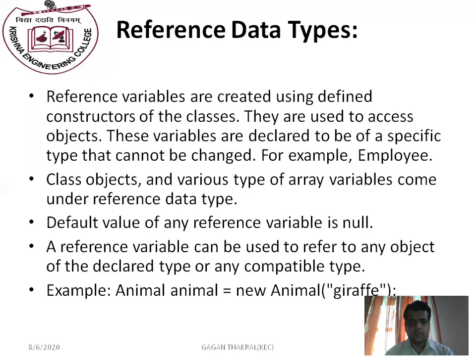Example: Animal is a class, and small animal is an object, and it is initialized with the help of the new keyword, and then again the class name Animal, and Giraffe. Giraffe is the value assigned to the animal object by using the constructor.